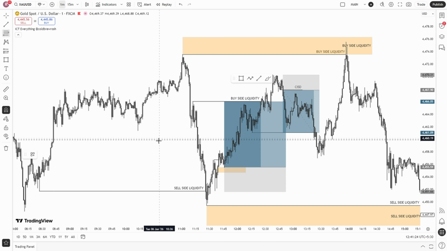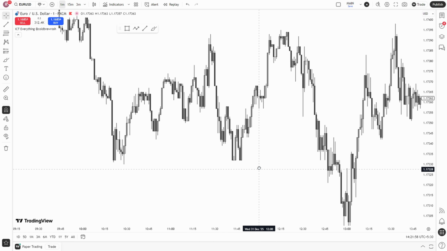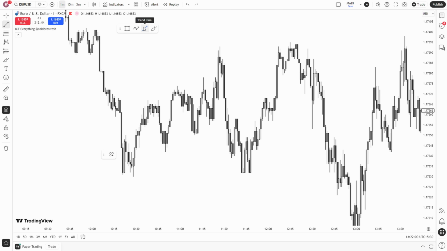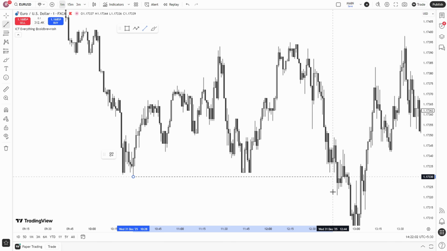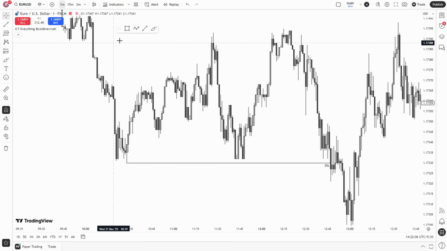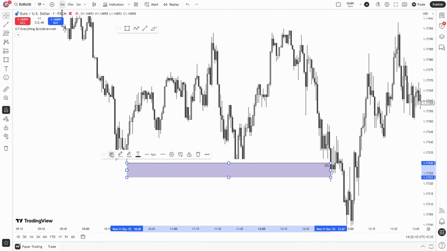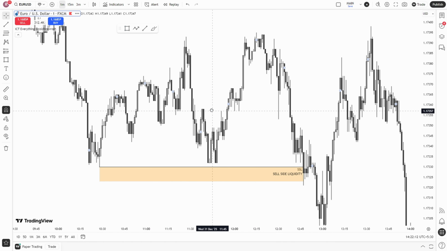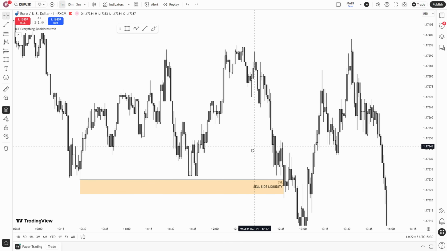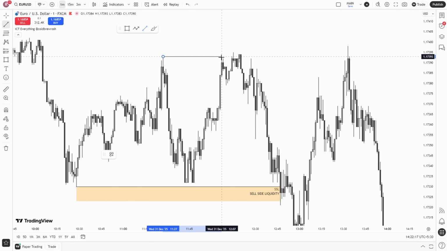Let's look at some more examples of the ranges. Looking at this range here, the first thing we're going to do is mark out our external liquidities. So this area right here is where all the stop losses of buyers are sitting. And this becomes our sell side liquidity. And this area right here is where all the stop losses of sellers are sitting. And this becomes our buy side liquidity.